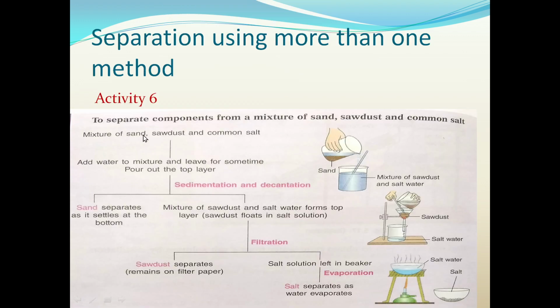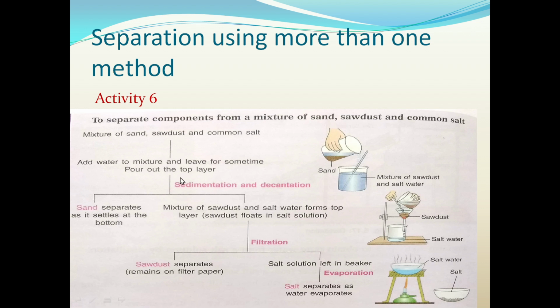Here one activity is given to separate components from a mixture of sand, sawdust and common salt. Here we have taken the mixture of sand, sawdust and common salt. This dry mixture is given to you. What you will do? Add water to the mixture and leave for some time. We have to add water into this mixture. Take the mixture in a beaker, add some water into it and then leave it for some time undisturbed.